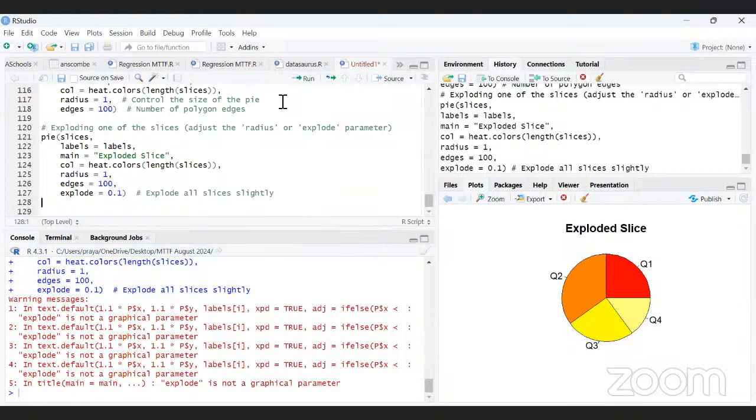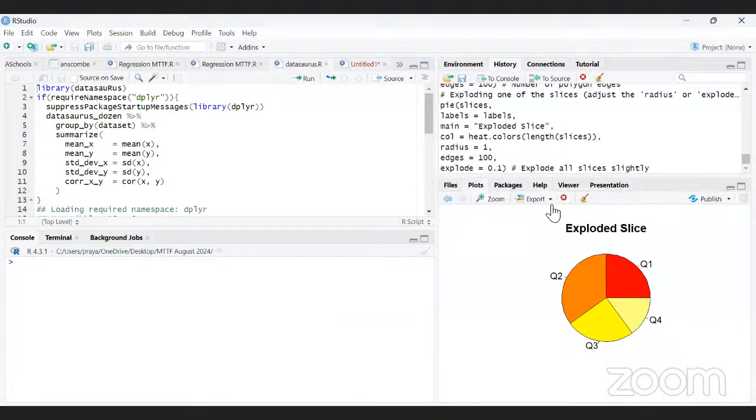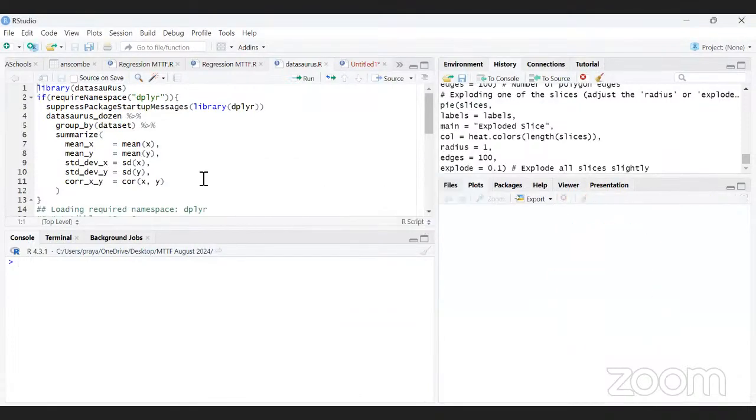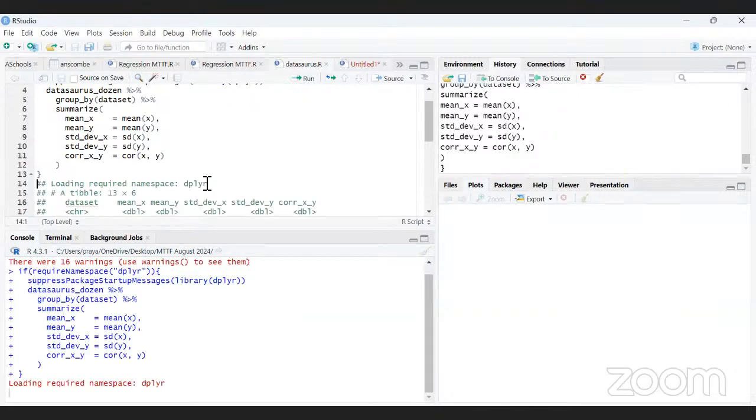Let me just open it up. Yeah, so for this data set, you have to use this library, datasauRus, and you can put it. Let me just clear it to help you understand better, right? So first, the library, then it was already there.